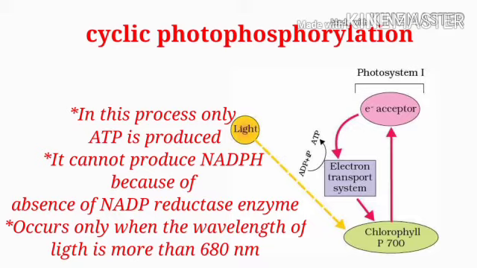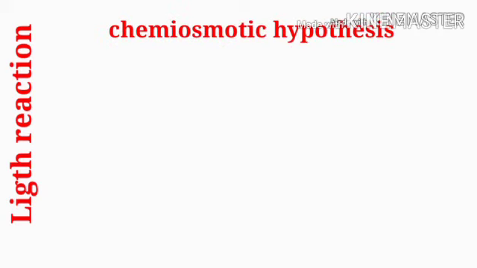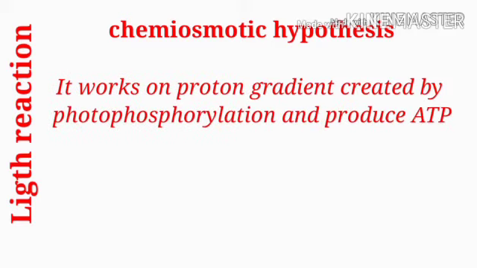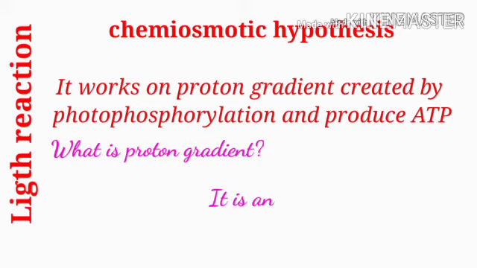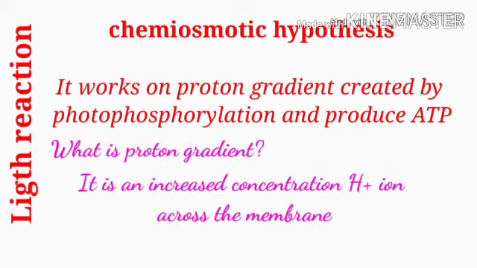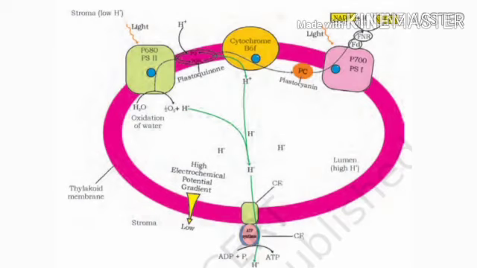Now let us see how the light reaction works by the combination of the chemiosmotic hypothesis and photophosphorylation. The chemiosmotic hypothesis works on the proton gradient created by photophosphorylation, and it will produce ATP. What is a proton gradient? It is nothing but an increased concentration of hydrogen ions across the membrane. Now, how is this proton gradient created?